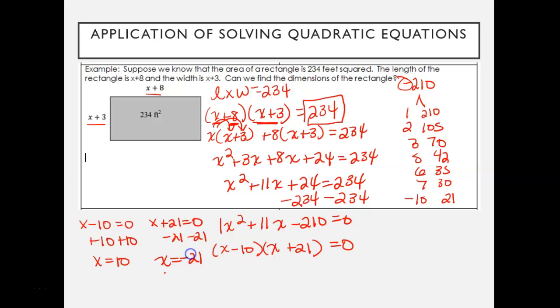Now, the nice thing is I can throw one of these out. Can the dimensions of a rectangle be negative 21 plus 3, which is negative 18? Definitely not. So I'm not going to use the negative. I'm only going to use x equals 10. The dimensions are not 10 and negative 21. Those are the values for x. The dimensions are here, the x plus 3 and the x plus 8. If I know x is 10, that means the width is 13 and the length is 18.